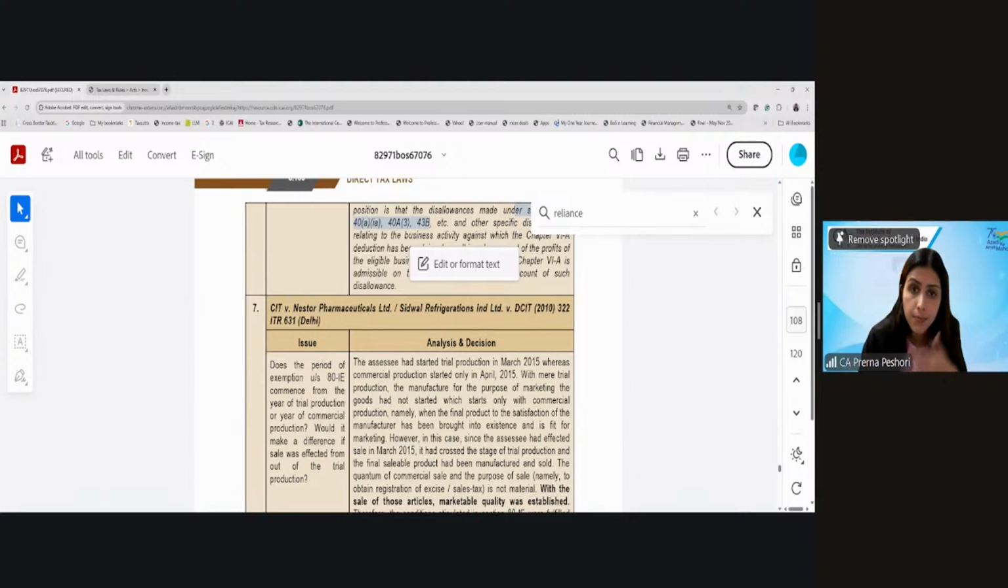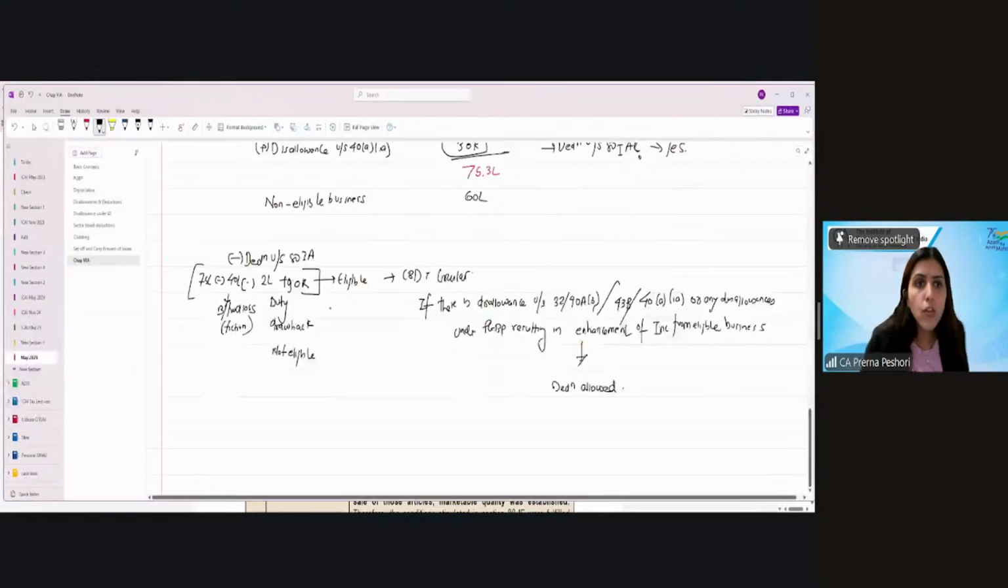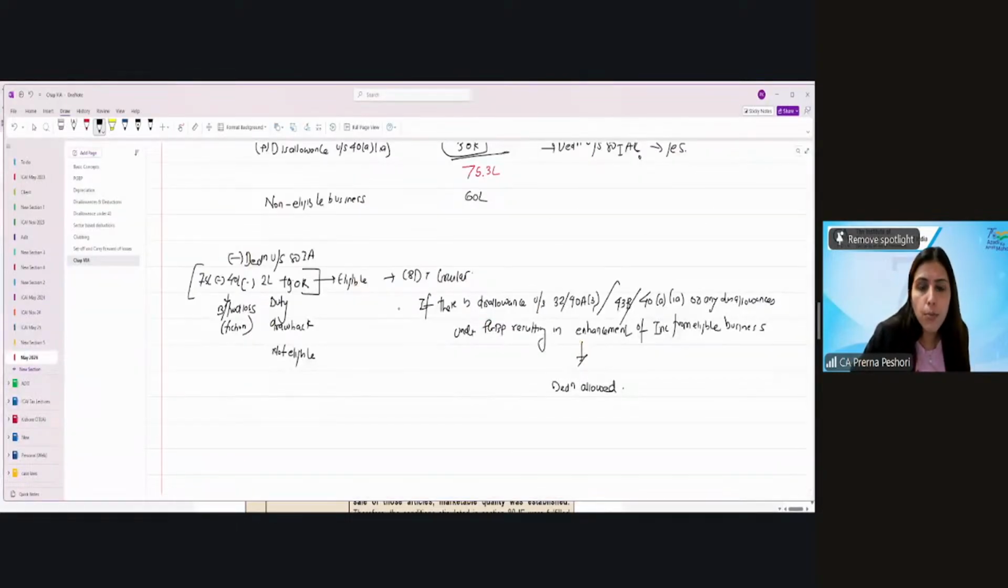Fine? Yes, students? The 2 lakh of this duty drawback, we have taken it as deduction under section 80IA. It is not eligible, so I have removed it from the deduction. I have removed it from the profitability. Okay, got it.